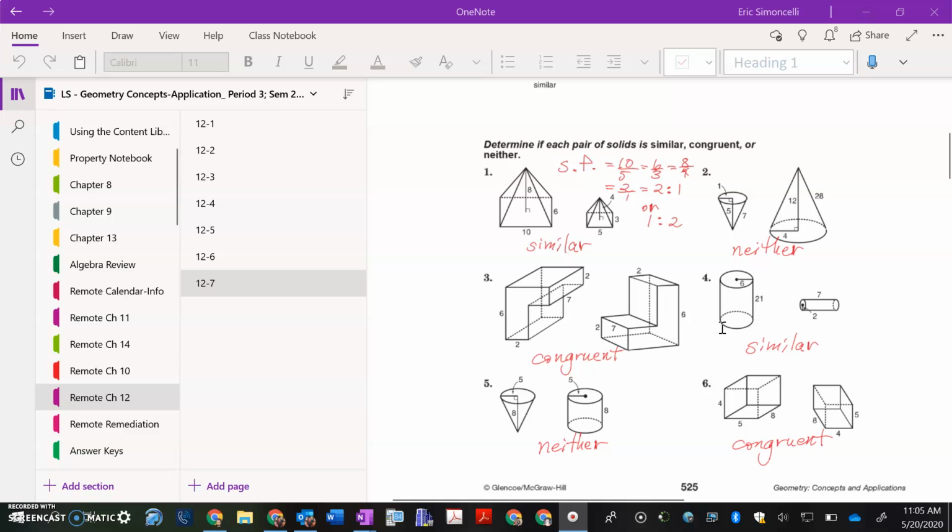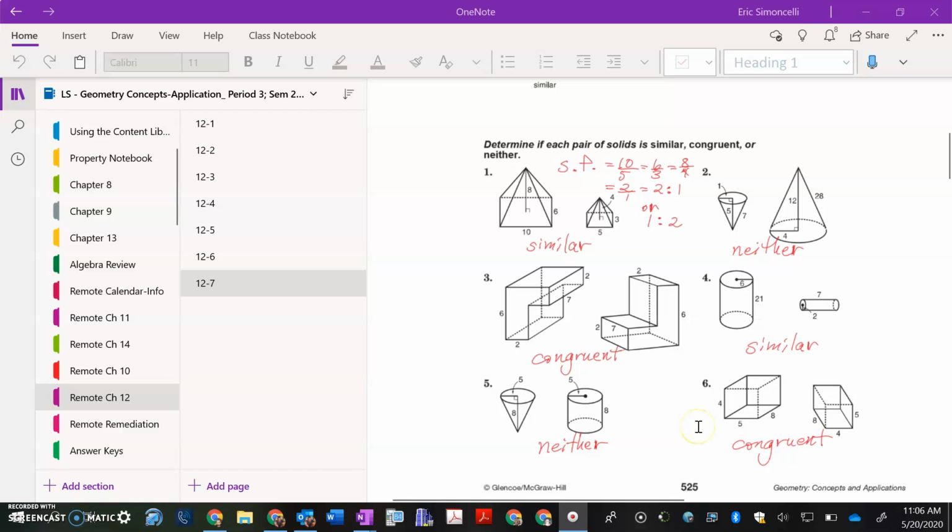Number 4, these apparently are similar. The reason, I would argue, is that if you do 6 over 2, which is 3, and you do 21 over 7, that's also 3. So the ratio or scale factor, and I'll just say it here, will be simply 6/2 or 3 over 1, 21/7, also 3 over 1. Compare the small cylinder to the large cylinder, the ratio would be 1 over 3 or 1 to 3. Number 5, neither. This is a cone. Well, this is a cylinder, so you can't relate those in any way, shape, or form as being similar or congruent.